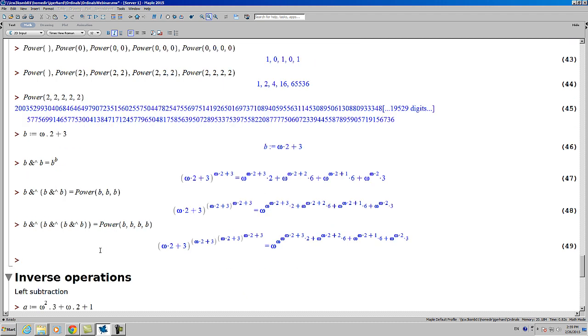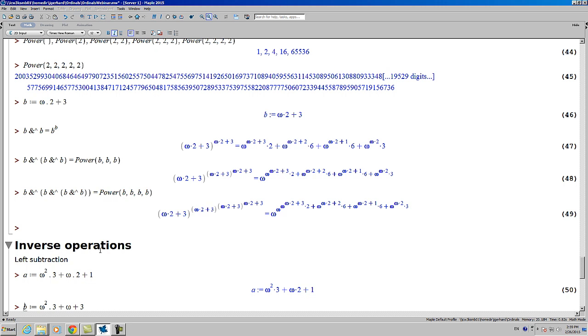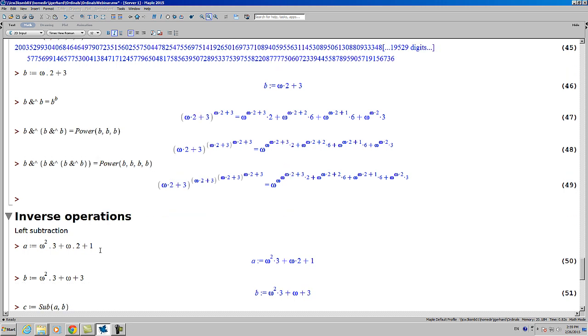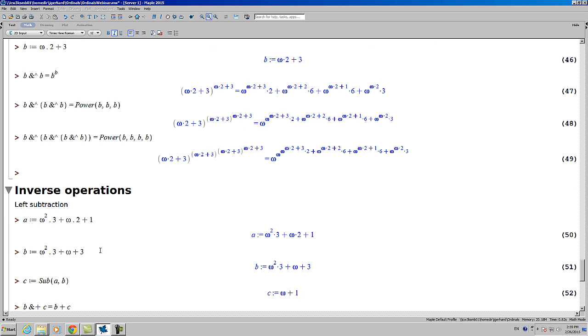Okay, so we've talked about the principal arithmetic operations: addition, multiplication, and powering, exponentiation. There are also inverse operations, but they're not absolute, so they're only partial inverses. So let's look at these two ordinals. And for the inverses, we use function calls. So in this case, we take the subtraction, and this is a one-sided subtraction. So we're trying to subtract b from a on the left. And this is actually possible, and the result is this.